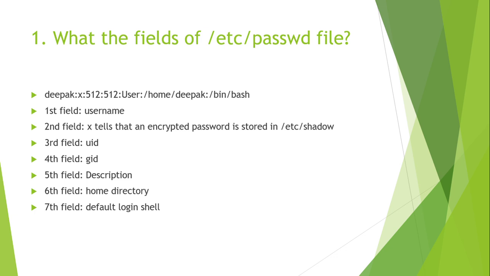So the first question starts with: what are the fields of the /etc/passwd file? So basically it consists of 7 fields. First one is the username, second one is the encrypted password, third one is the user ID, fourth one followed by the group ID, fifth one is the description, whether it is a DBA team or some other team, followed by the home directory, and the last one is which kind of shell it is using.